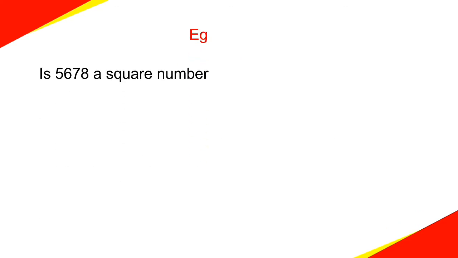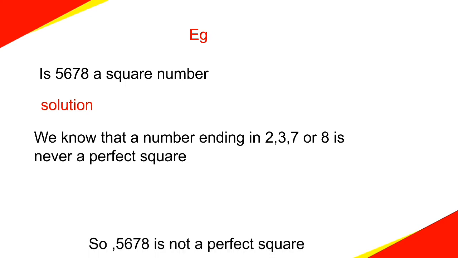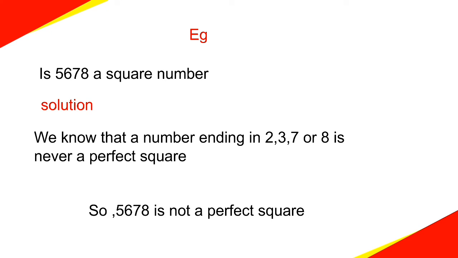Example: is 5678 a square number? Now we are going to solve this. We know that a number ending in 2, 3, 7 or 8 is never a perfect square. This is the property 1. Once see the unit digit of the given number. What is the unit digit? That's right, unit digit is 8. So we can say that 5678 is not a perfect square.